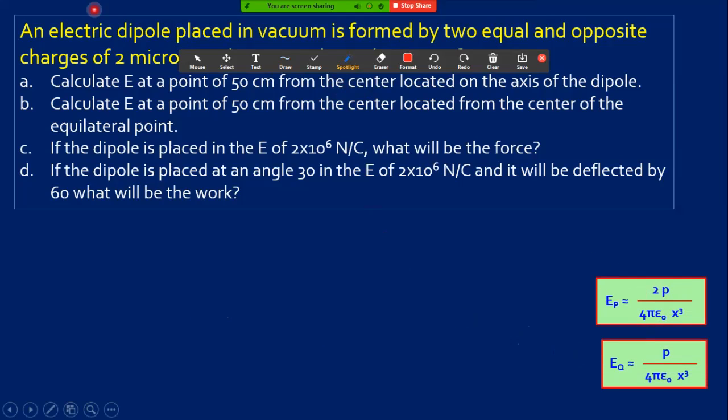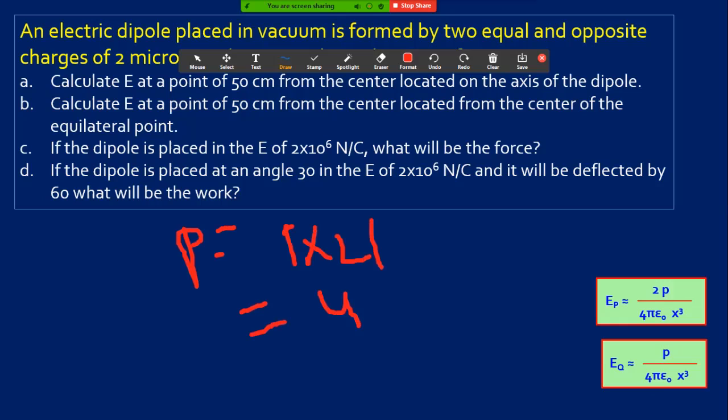Now for equation 1, we have to determine P. P is equal to Q·2L. So we are getting a value, that is 4 × 10^-8 centimeter. Now it is very easy to calculate the electric field intensity located on the axial line.